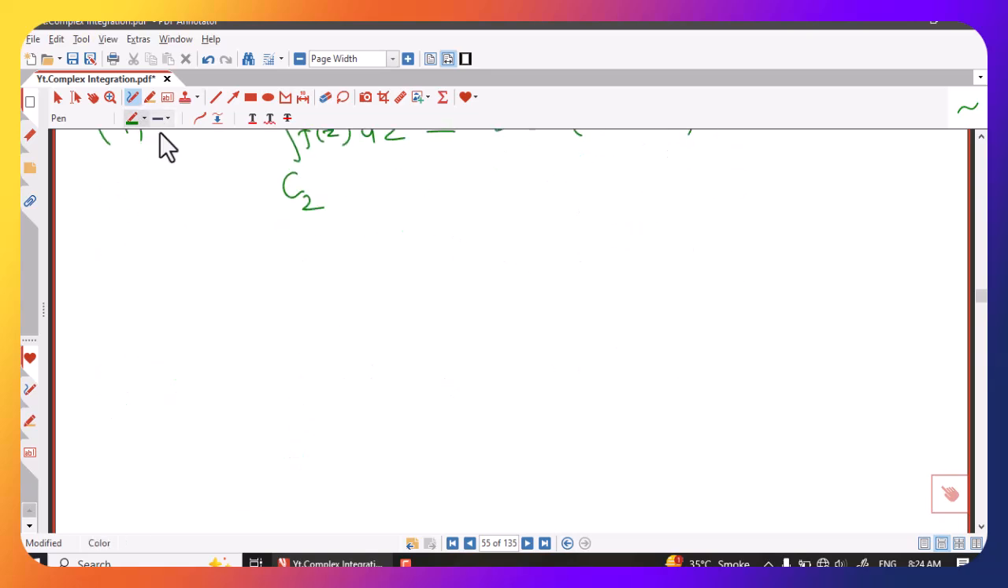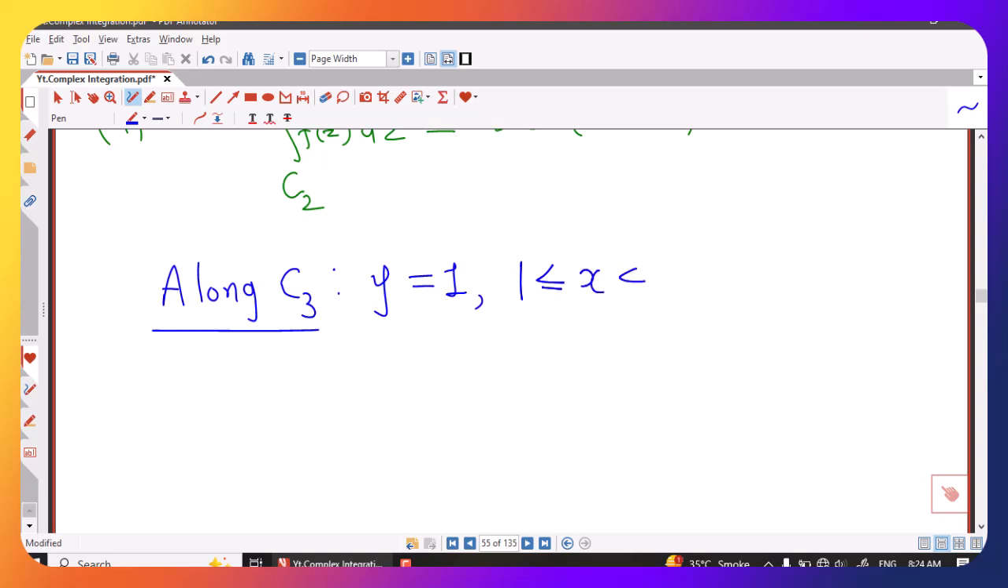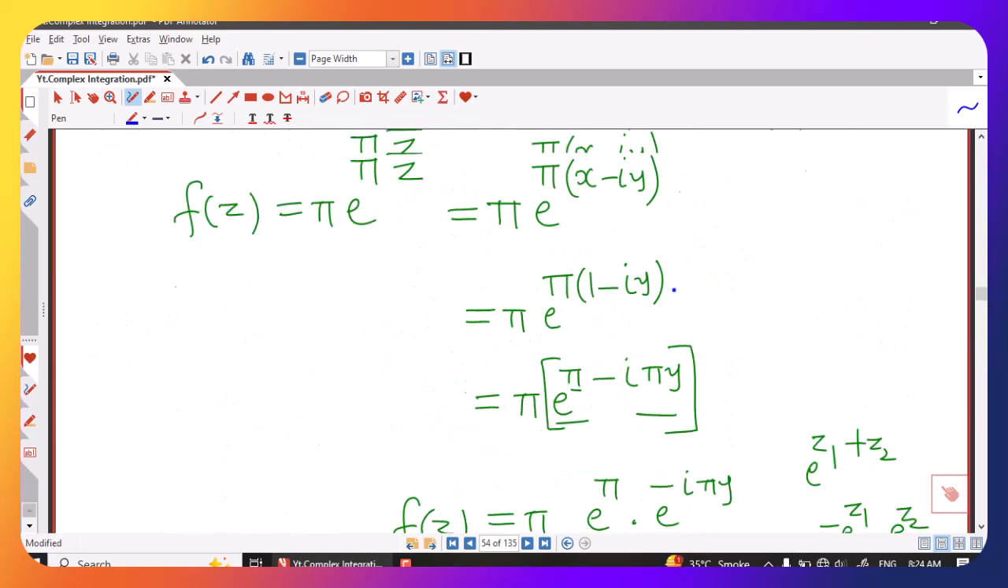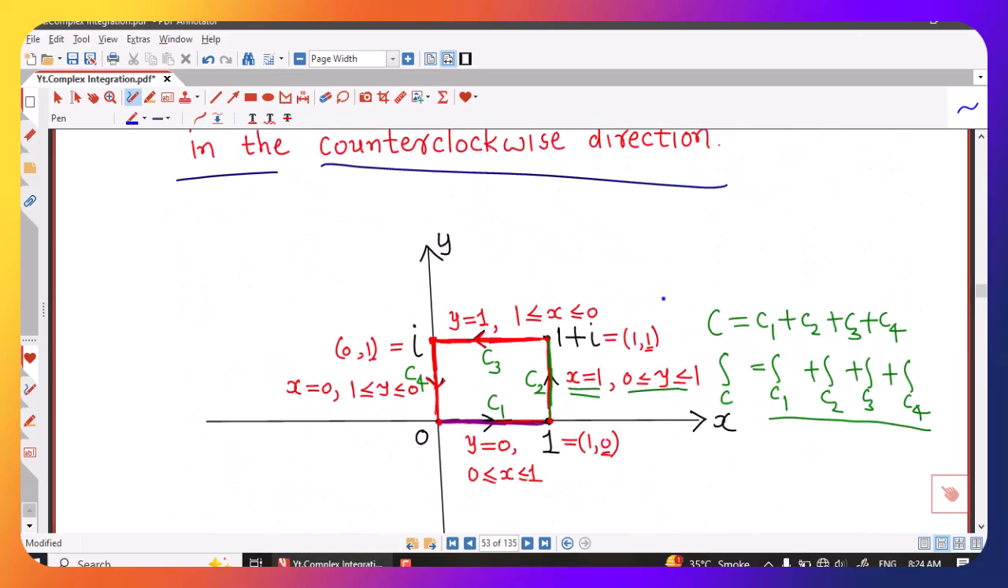Similarly, we integrate along C3. Along contour C3, we have y equal to 1, and x is starting from 1 and going up to 0. So that we can see here also in the figure. We have along C3 y becomes constant at every point on C3. Value of y is 1, and because we are going in this direction, we will start with x equal to 1 and we will go up to x equal to 0. So along C3 we put y equal to 1.